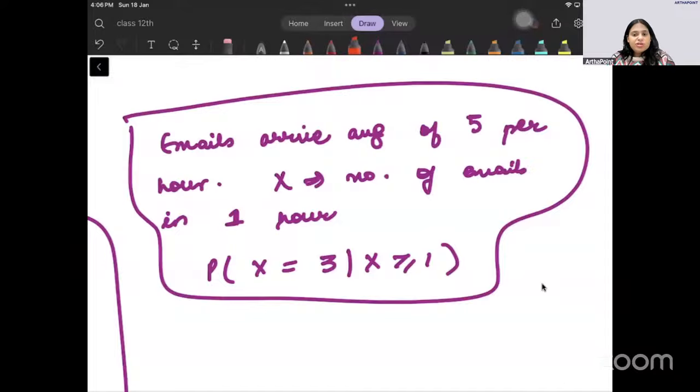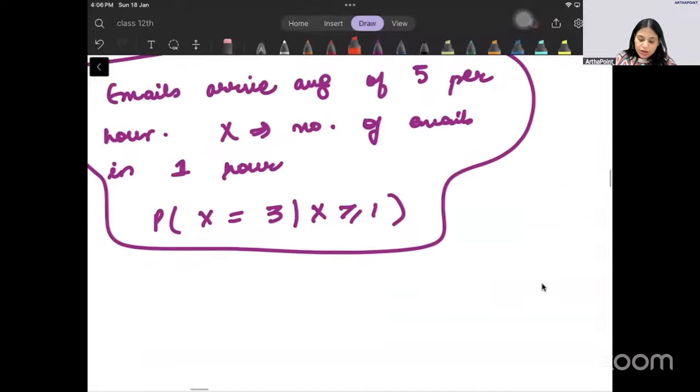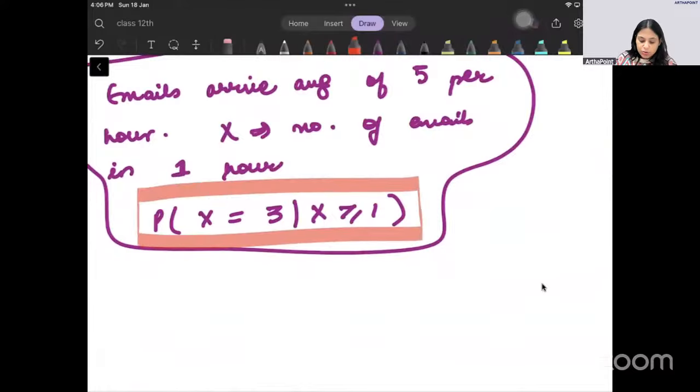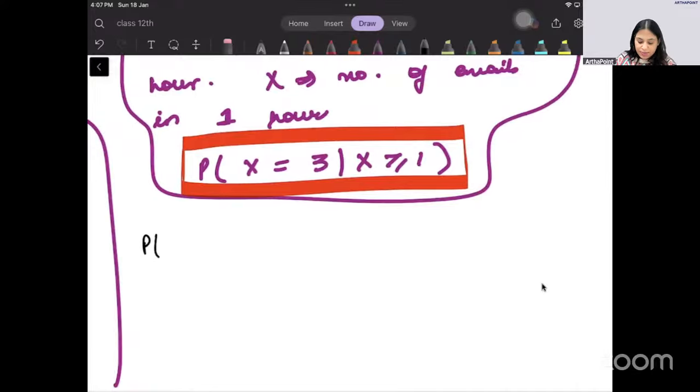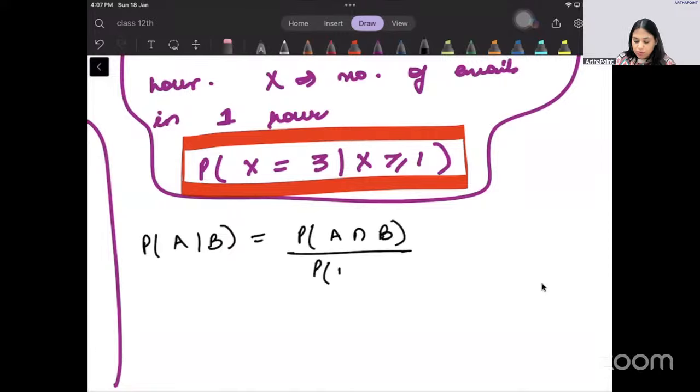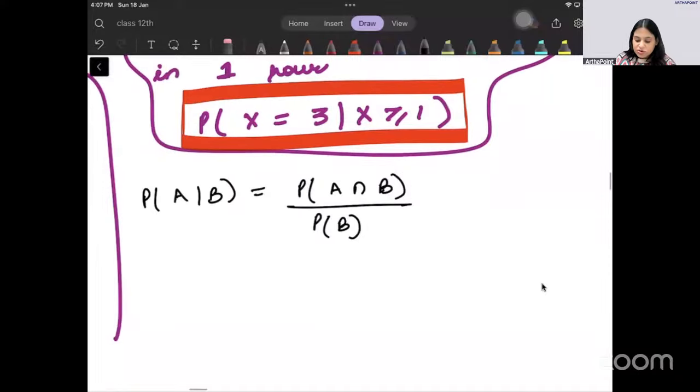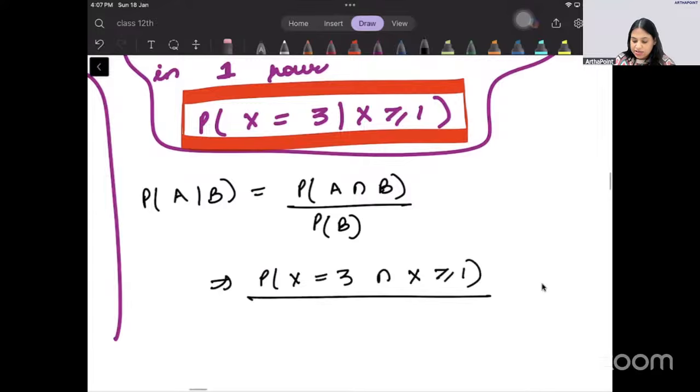What will be the answer to this one? Find conditional probability. तो क्या बोल रहे हैं? We have to find probability X equal to 3 given X is greater than equal to 1. तो हम कह सकते हैं probability of A given B will be probability A intersection B upon probability of B. इसको मैं कह सकती हूँ probability X equal to 3 intersection X greater than equal to 1 upon probability X greater than equal to 1.